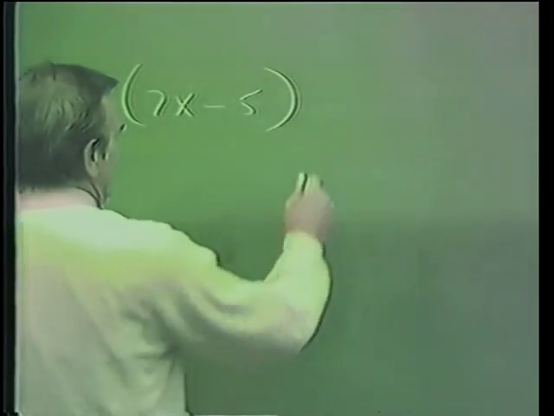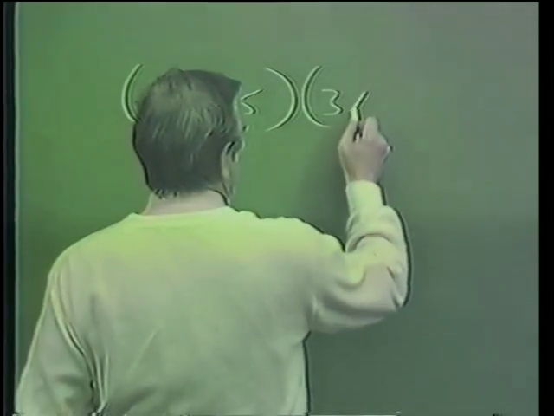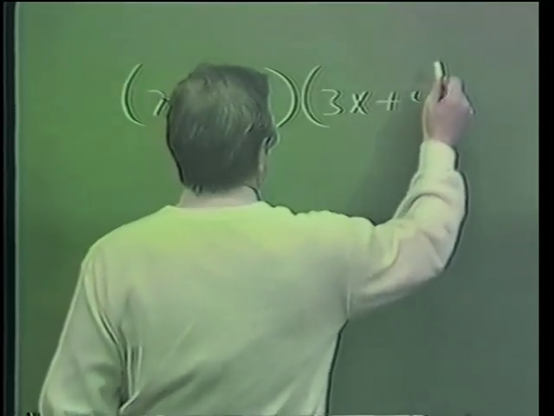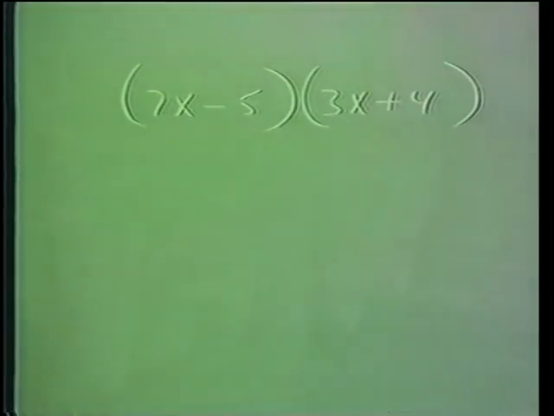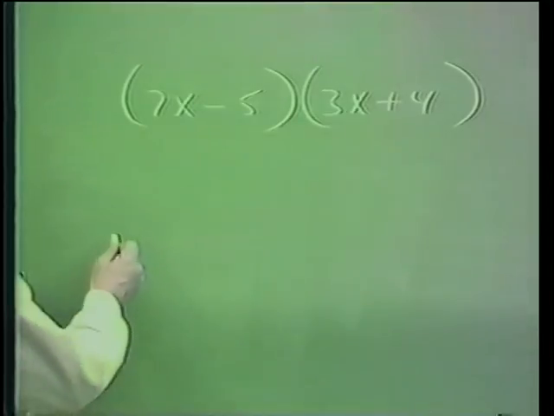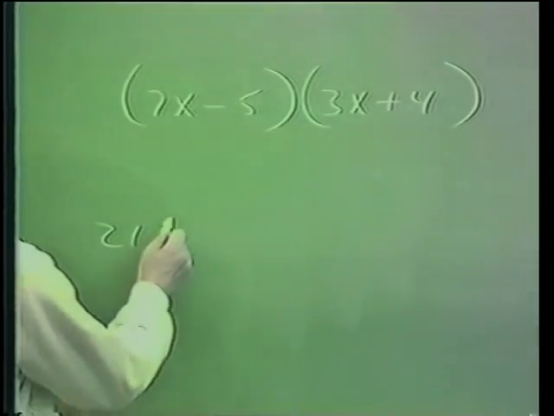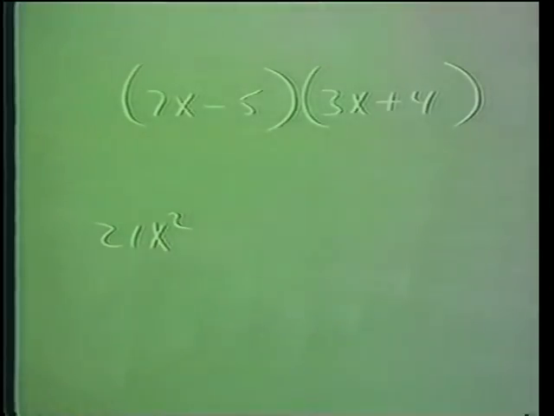Suppose we have the quantity 7x minus 5 times the quantity 3x plus 4. Jan? 21x squared. I have great confidence. Minus 36x. She says negative 36x.